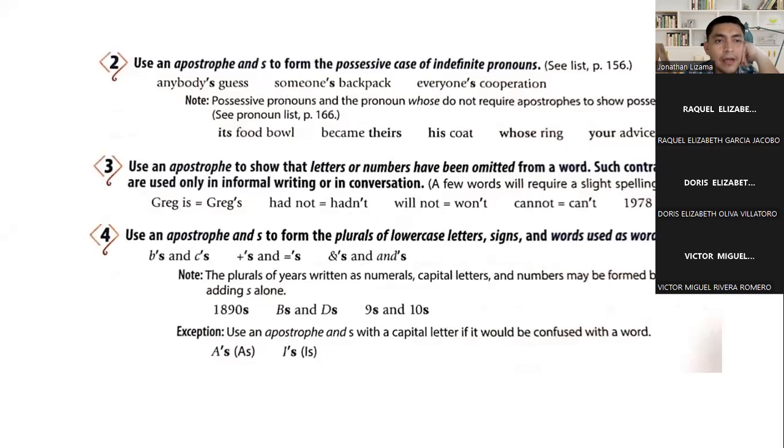Use an apostrophe to show that letters or numbers have been omitted from a word. Such contractions are used only in informal writing or in conversations. In this case, for example, grade, grades, had not, hadn't, will not, won't, and so on. Or the last one, 1998, '98 only. En este caso ya se lo saben, ¿verdad?